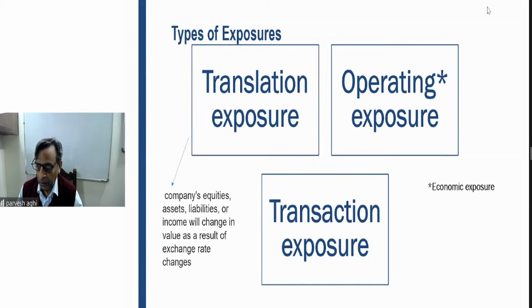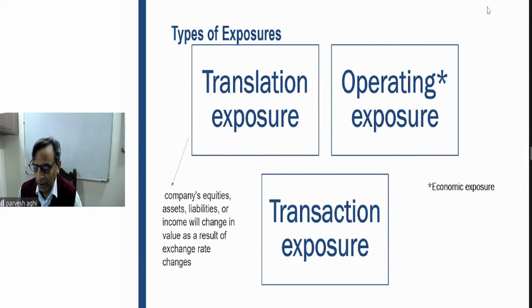Okay. So basically, companies' equities, assets, liabilities, or income will change in value as a result of exchange rate changes. Whenever we are making a consolidated balance sheet, we have either a holding company or a subsidiary company abroad. So we consolidate and convert the values into the home currency because of the subsidiaries in a foreign country. So it can change the position of assets and liabilities. Then we have the operating exposure, which is also called the economic exposure. So we'll understand what is the operating exposure.